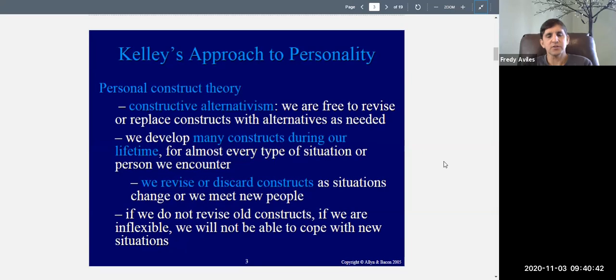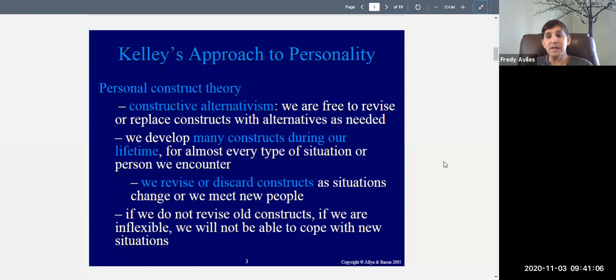More about personal construct theory. There is something known as constructive alternativism, which basically just says that we are free to revise or replace our constructs with alternatives as needed. So yeah, we can change them, we can get rid of them, we can come up with new ones as needed, right? As we learn and grow, our beliefs, our thoughts, our predictions probably change, or at least they should.